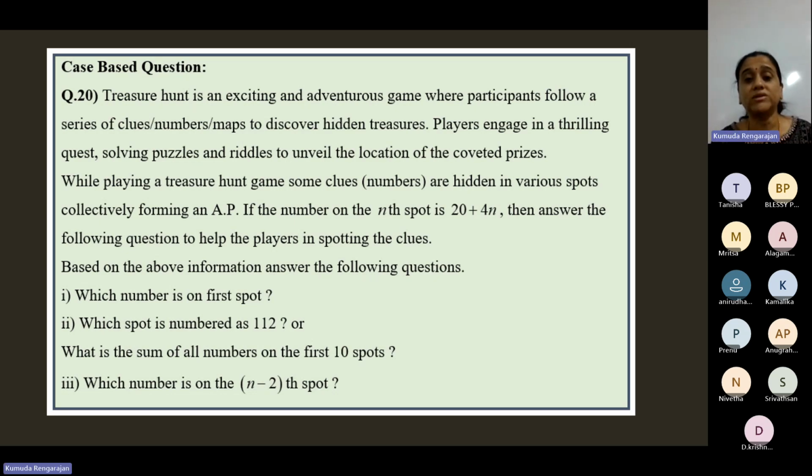If the number written on the nth spot is 20 plus 4n, so what number is written on the 100th spot? 20 plus 4 into 100. So 420.